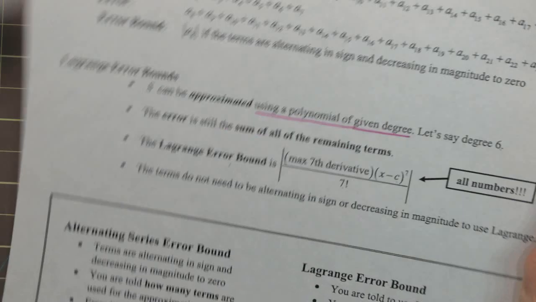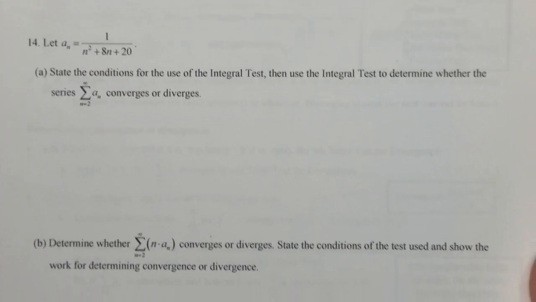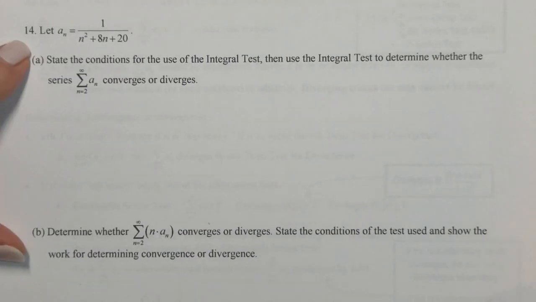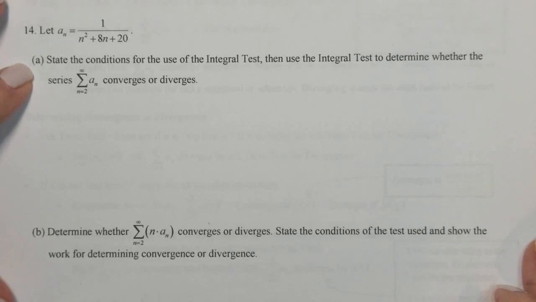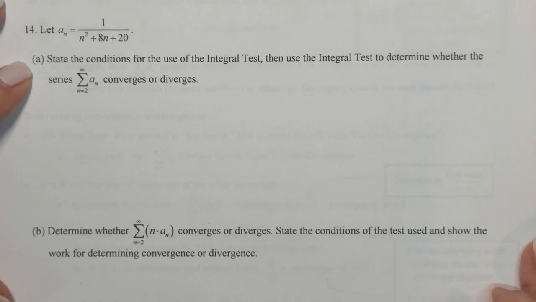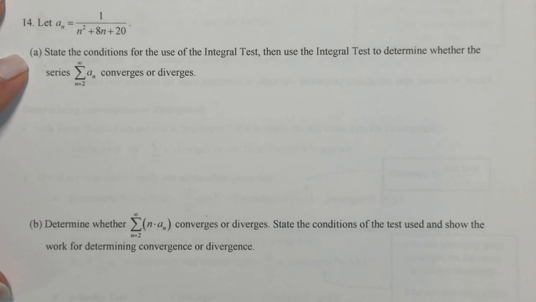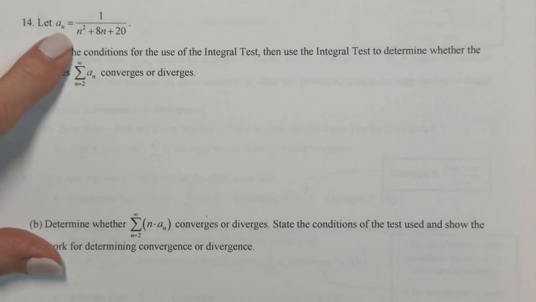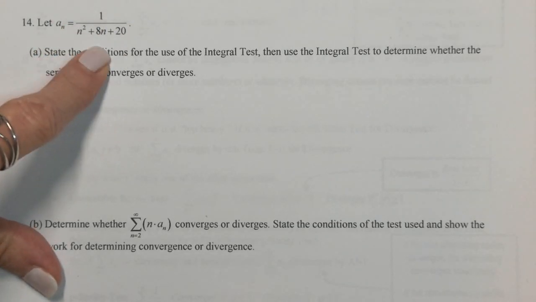Okay, let's do a problem. I pulled out number 14 from your packet. I put in your packet several multiple choice questions just to review the multiple choice format on these, and then I put in a few FRQs. They give us a sub n.